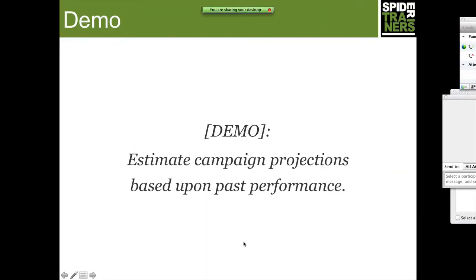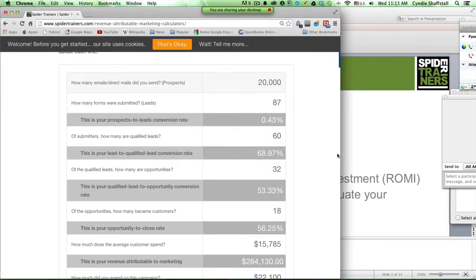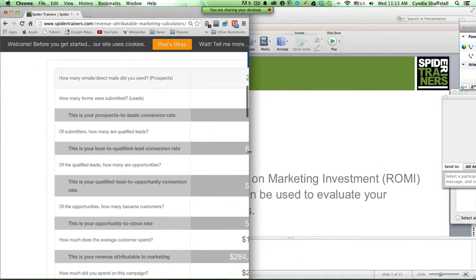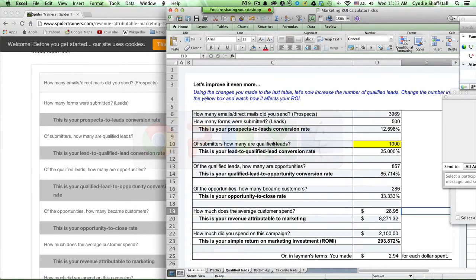So jumping back to PowerPoint for just a moment, we're going to do another demo. Let's use what we've just learned in order to make projections based upon our past performance. So this time we'll go back to our calculator. I'm going to move my window over here just a little bit. Oops, too much. To right there. And I'm also going to open up Excel. These are the extended version of the ROMI calculators. And we did find a bug in it when we were preparing today for the show.